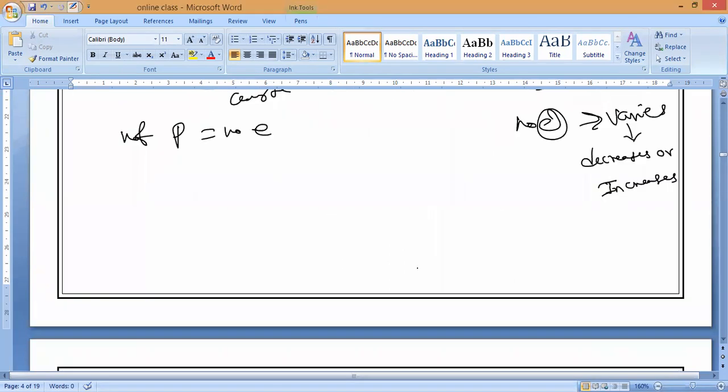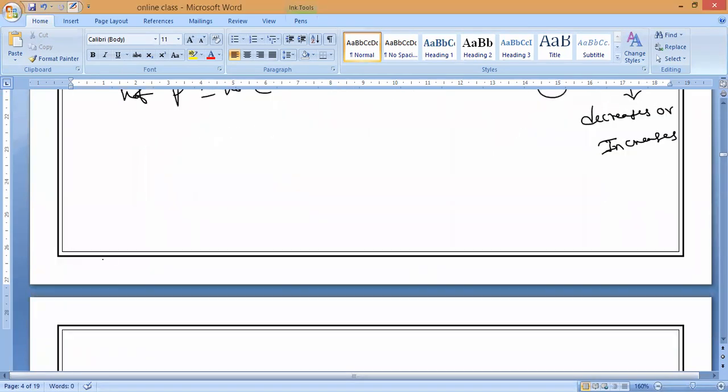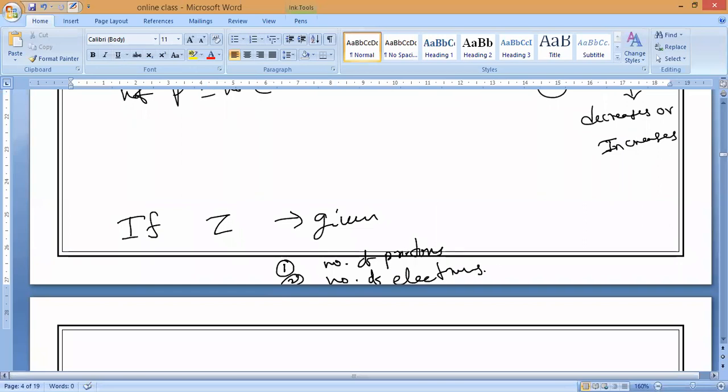Now if you notice, if I give the atomic number Z, we can get two properties of the atom. What is the first property? We can get the number of protons. And the second property? We can come to know the number of electrons.